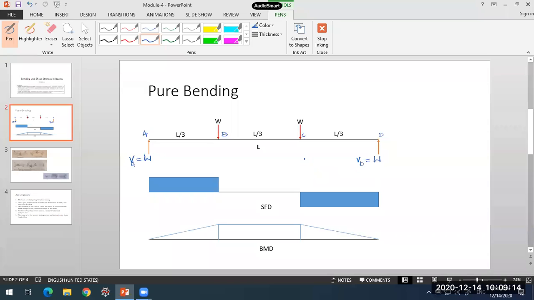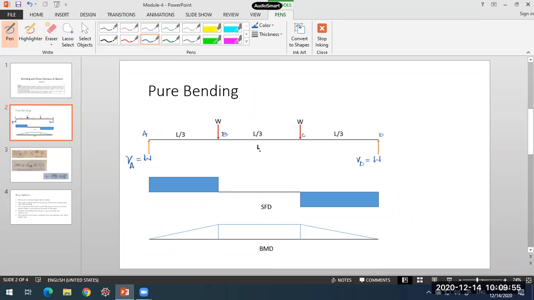Applying the conditions of equilibrium, you'll note that the two reactions are equal in magnitude, W and W. Even by symmetry, by looking at the beam, you can conclude that since the loading applied is symmetric, the magnitudes of the loads should be the same and the positions should also be symmetric. In such cases the reactions will be half of the total load. Each support shares half of the total load, so it comes out to be W and W.